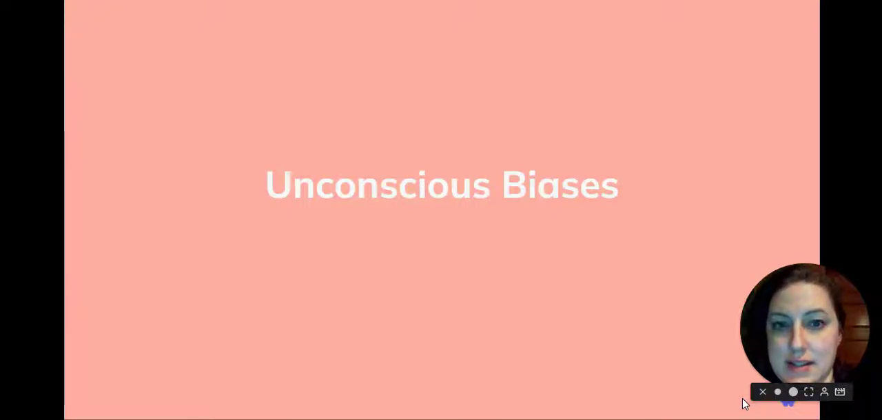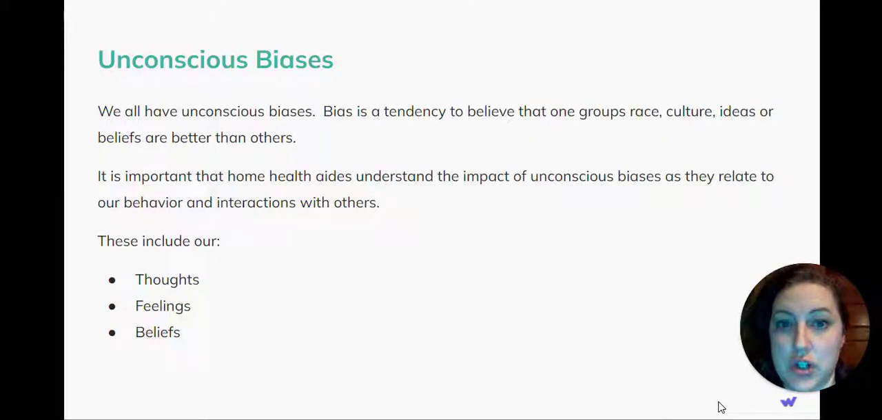Unconscious biases. We all have unconscious biases. A bias is a tendency to believe that one group's race, culture, ideas, or beliefs are better than others. It's important that home health aides understand the impact of unconscious biases as they relate to our behavior and interactions with others. These include our thoughts, feelings, and beliefs.